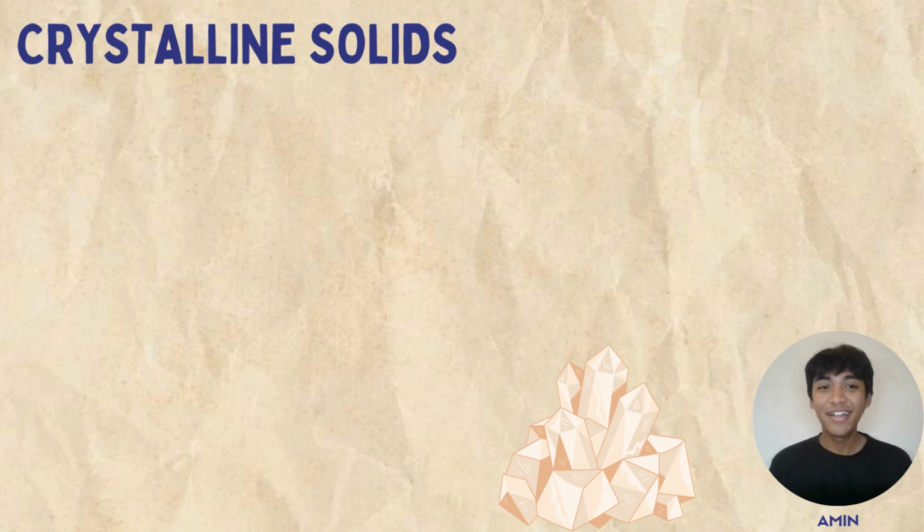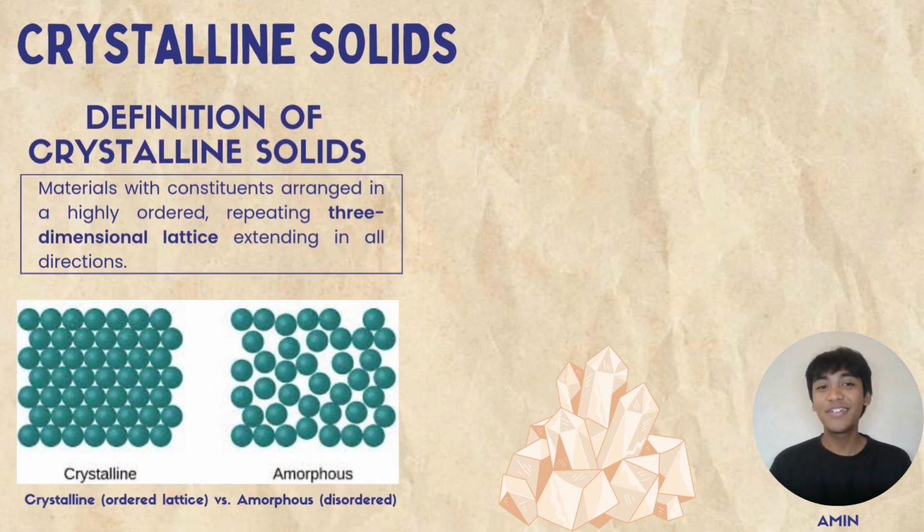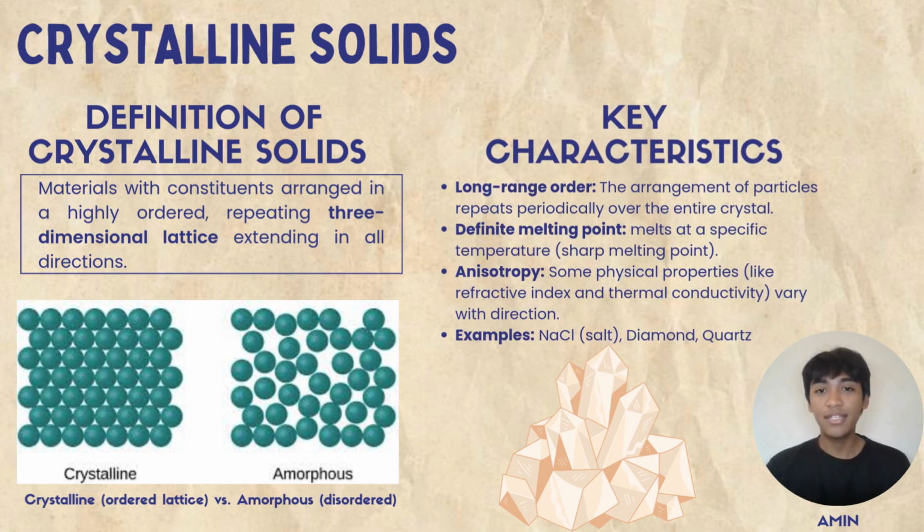What are crystalline solids? A crystalline solid is a material with constituents arranged in a highly ordered, repeating three-dimensional lattice extending in all directions. The key characteristic of a crystalline solid is that it has long-range order, which means that the arrangement of the particles repeats periodically over the entire crystal. It also has a definite melting point, which means it melts at a specific temperature. And the last one is anisotropy, where some physical properties like refractive index and thermal conductivity vary with direction. We have examples such as salt, diamond, and quartz.